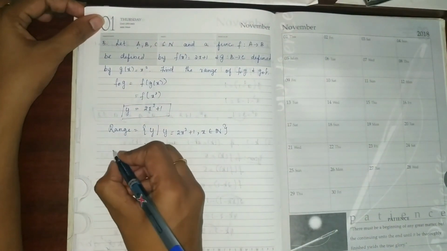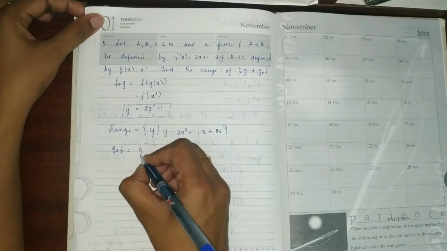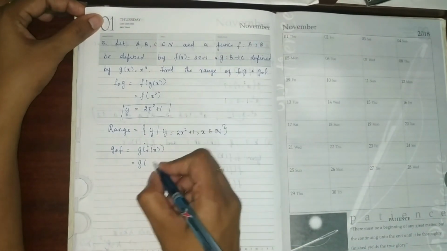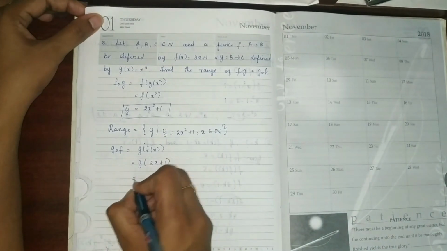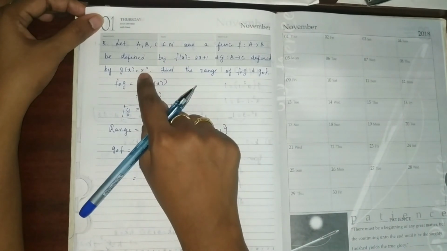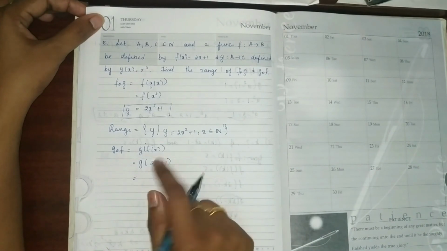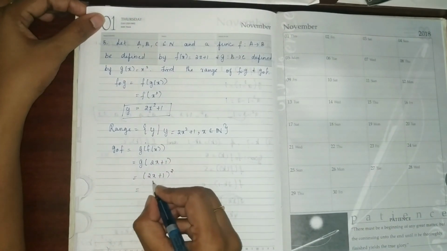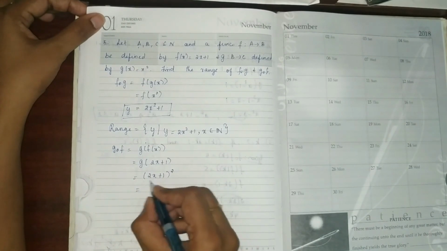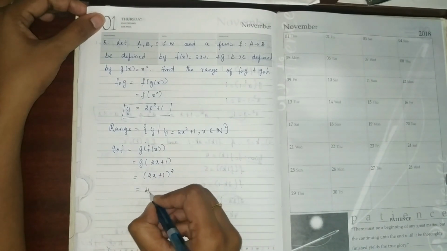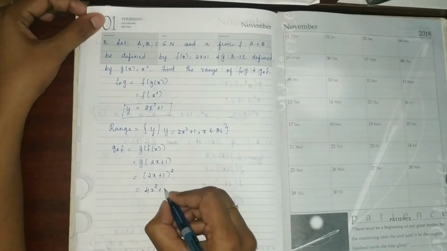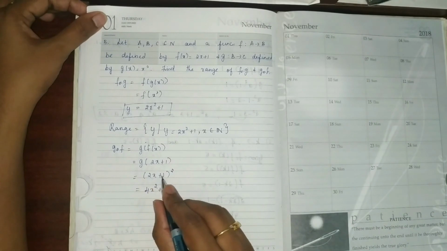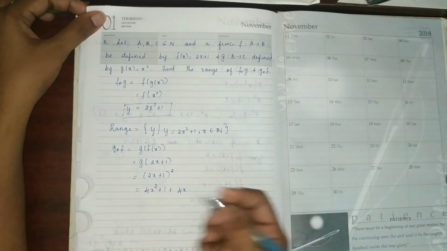Now take the second one, g of f, so g of f of x. What is your f of x function? 2x plus 1. Now in the g function, wherever you have x, you're going to substitute 2x plus 1. So I'll write 2x plus 1 the whole square. When you expand a plus b the whole square, a square is 2x the whole square, so I'll get 4x square, b square as 1 square, plus 2ab, right? So 2 into 2x into 1, you will have 4x.